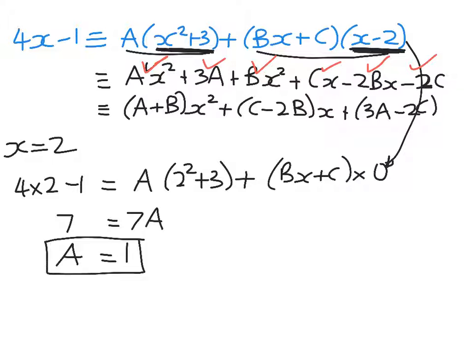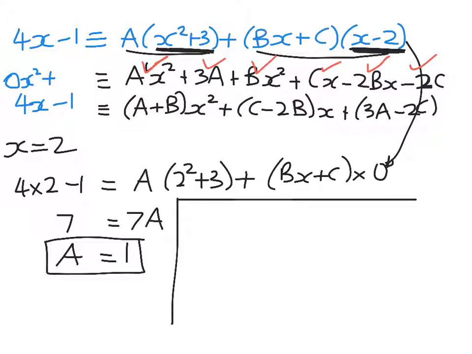And just make sure as you're going through a problem like this that you don't go too fast. Now, look what we've got back over here. We've got 4x take away 1. And we could write in there if we wanted to, 0x squared plus 4x take away 1. Now we're going to match the coefficients. So first we're going to match the x squared coefficient, and we get 0 is equal to A plus B. But we know what A is. A is 1. So 0 is equal to 1 plus B. So B is equal to negative 1.